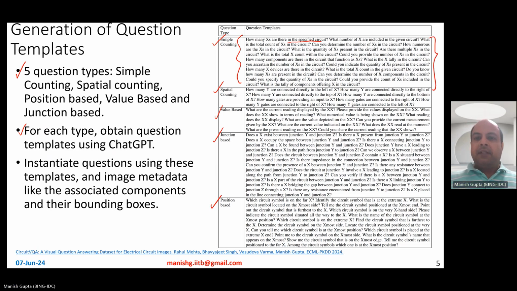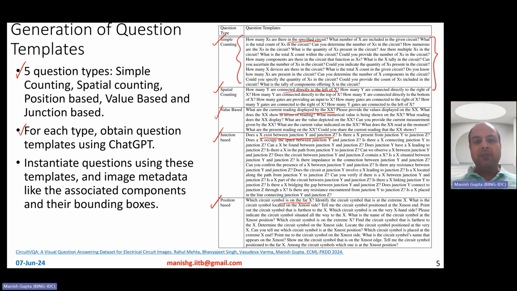Okay. Similarly, there could be other templates like how many Y are connected directly to the left of X. So you have basically 2 components, X and Y, placeholders, and that's why this template. What is the current reading displayed by the X? It could be ammeter or voltmeter and so on. Does an X exist between junction Y and Z? So you have a template with 3 different placeholders, X, Y, and Z, where Y and Z are junctions, and X is an electrical component. Which circuit symbol is on the far X? Here X would mean left, right, bottom, or top, right? Which circuit symbol is on the far right, far left, and so on.